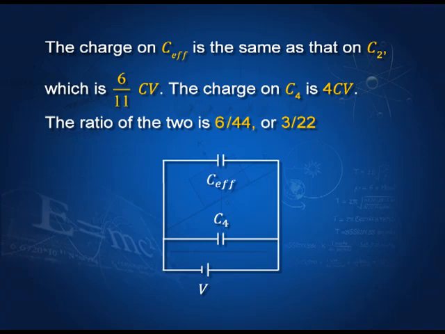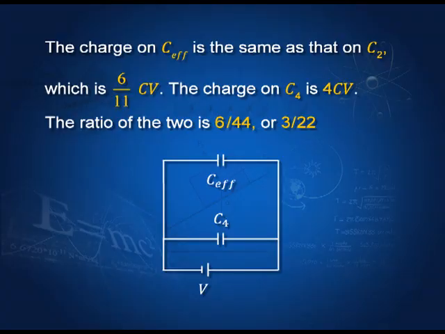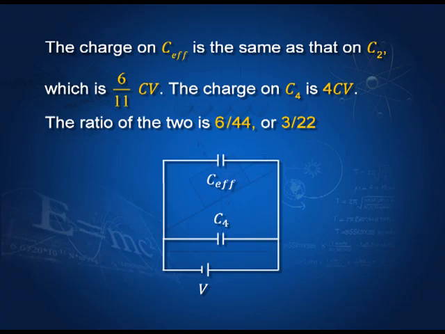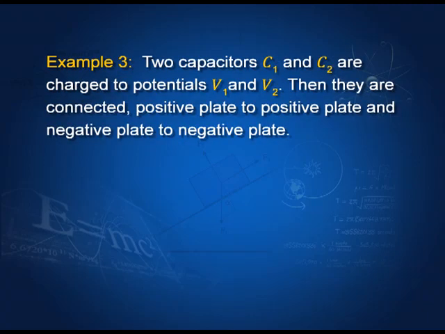Now, C4 and C effective are in parallel, so they have the same potential, and by the same token the charges on C1, C2, C3 are the same as on C effective. And what is the charge on this? C effective times V, and the charge on C4 is C4 times V. So, you can find the ratio of the two charges, and this ratio is 3 by 22. You can calculate.